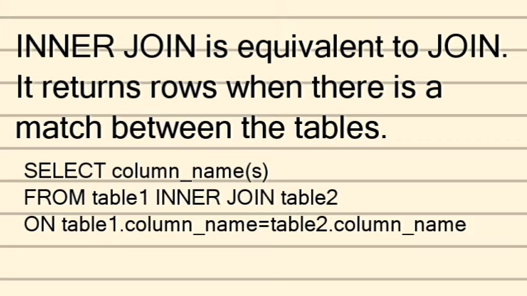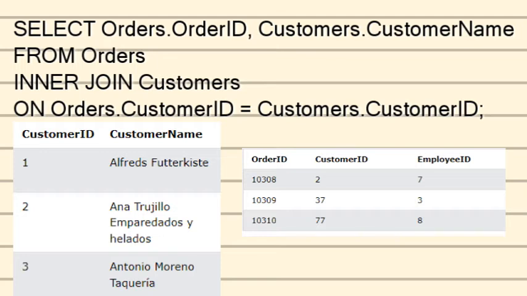So this is the basic syntax: select column names, whichever columns I want, from table 1, the first table, inner join, which is the keyword I have to write whenever I want to perform an inner join, then table 2, then on table 1 dot column name equals table 2 dot column name. Accordingly, we perform the inner join. When using an inner join, the two things most required are the on keyword as well as the inner join keyword.